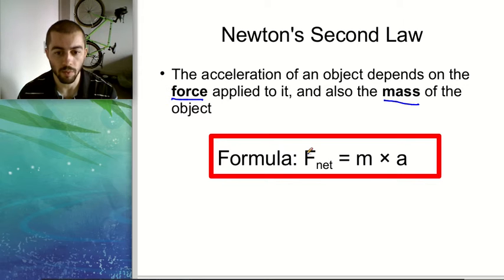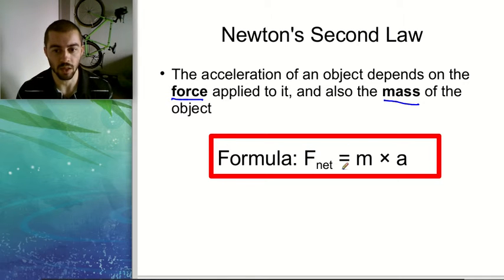Okay, so the formula here is F equals ma, and technically this is the net force that we're applying to the object, so the total of all the forces involved. So the net force equals the mass times the acceleration.